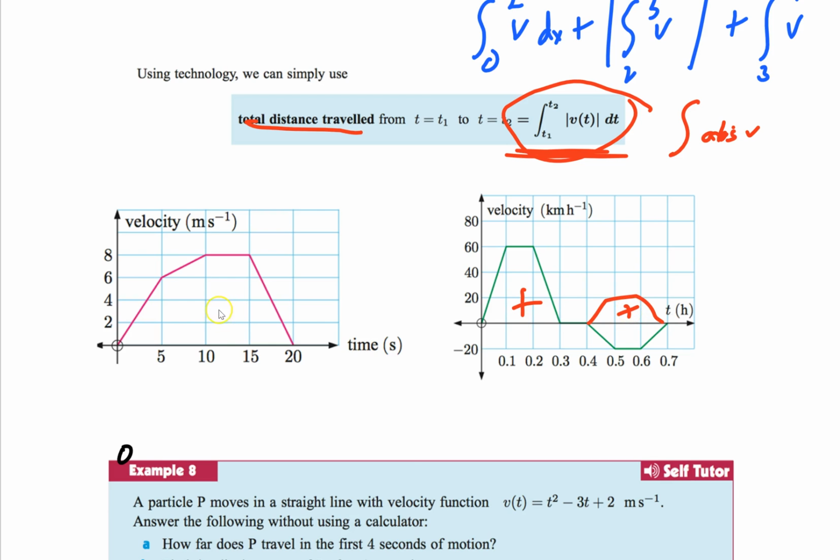So the key thing to keep in mind is distance traveled. I shouldn't say that, sorry, displacement. Is this a straight-out integral from here to here of velocity? Total distance traveled, keyword total, you integrate the absolute value.